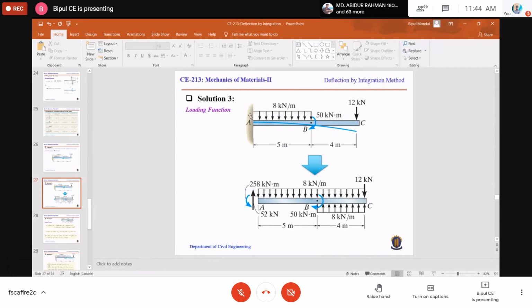Okay, so if we replace this fixed support, there will be a fixed end moment and a reaction, and the reaction will be this force plus this. This force is 8 times 5 is 40, plus 12, 52. So the upward reaction will be 52 kilonewton. As it is a fixed support, there will be a concentrated support moment, the fixed end moment. The fixed end moment will be the moment due to this distributed load, the moment due to this concentrated load, and this moment. It will be 258 kilonewton meter along the anti-clockwise direction.